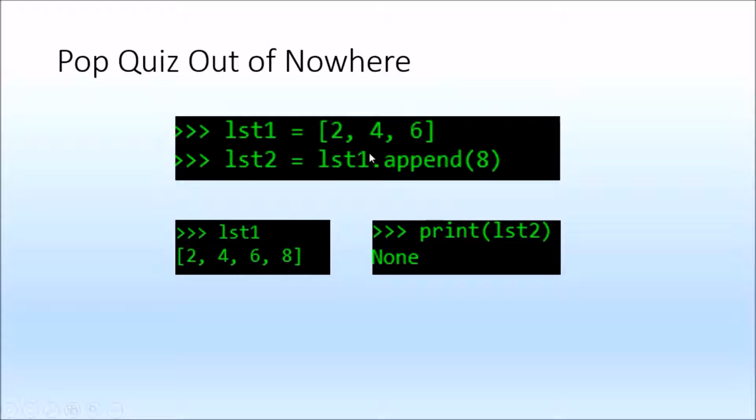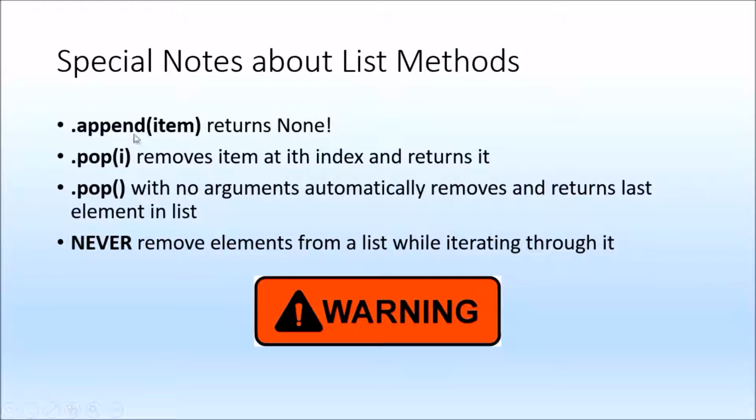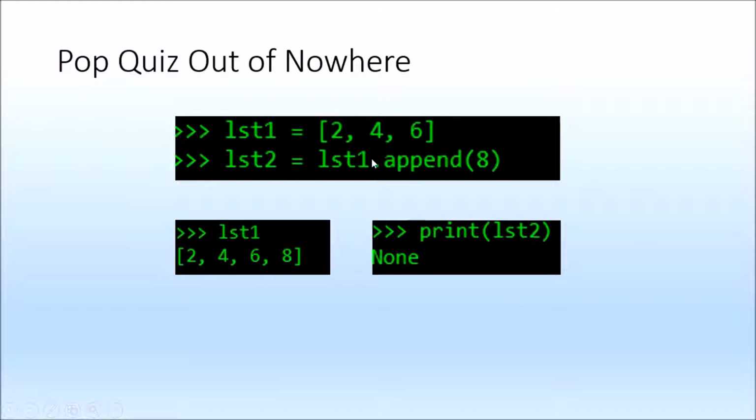List 1 turns out to be 2, 4, 6, 8, which is pretty intuitive because we just added an 8 to list 1. But list 2 is a little weird, because if you print out the elements of list 2 after executing this, we see that it's None. And why is that true? Well, remember from the previous slide that append always returns None. So what we really did is this entire expression returned None, so list 2 was bound to None. That's why when you print out list 2, you get None. This is a very important concept, and a common misconception when you work with list methods. So make sure you understand this.